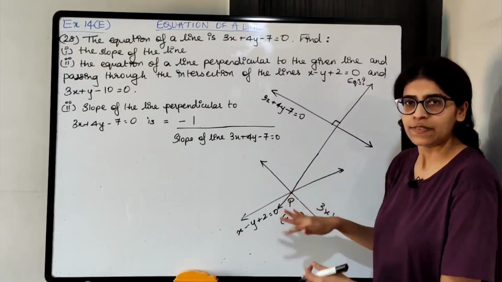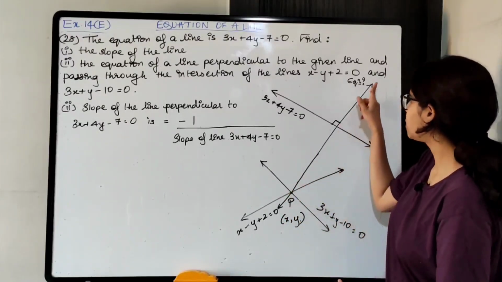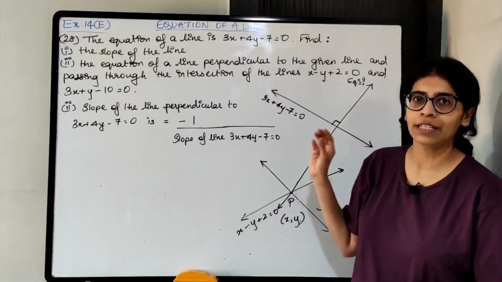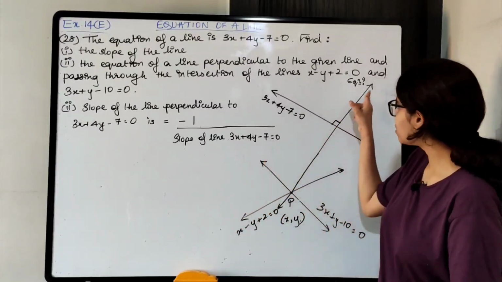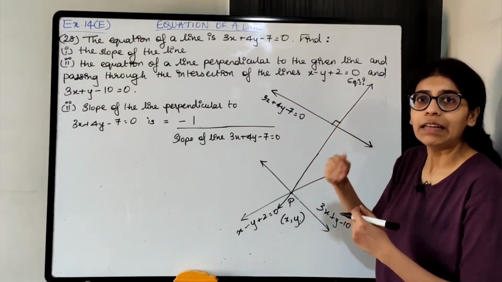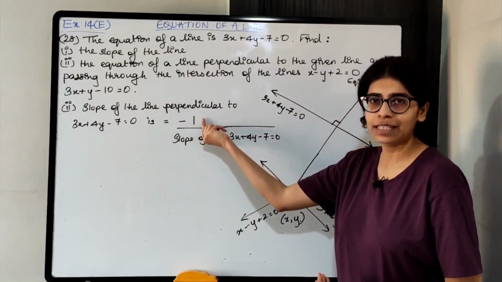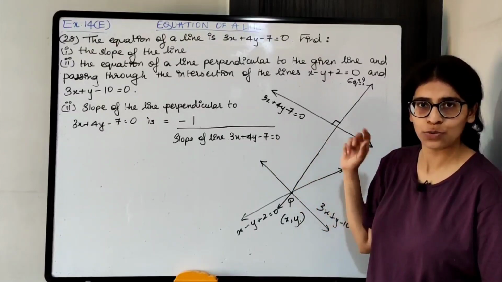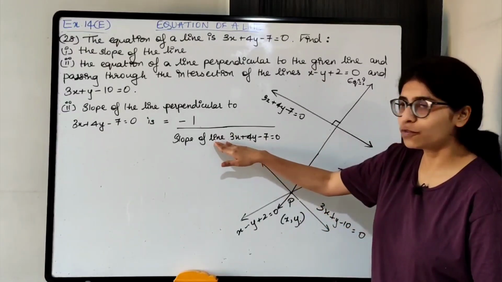So P का coordinates we'll find afterwards. First we'll find the slope of this line. We know this line is perpendicular to 3x + 4y - 7 = 0. So इसका slope क्या हो जाएगा? It will be negative reciprocal, that is -1 upon whatever is the slope of the line 3x + 4y - 7 = 0. So what is the slope of this line?